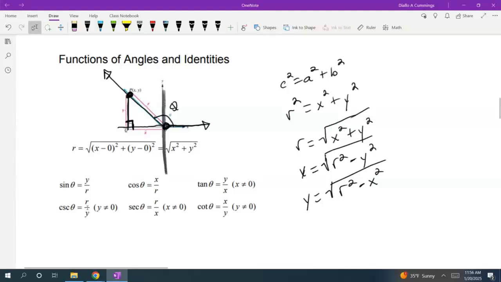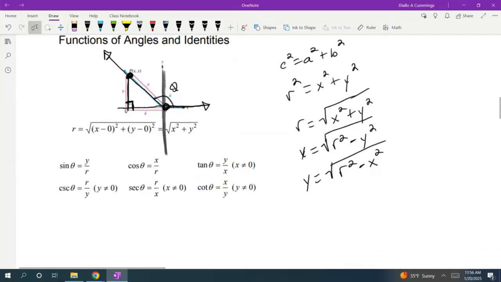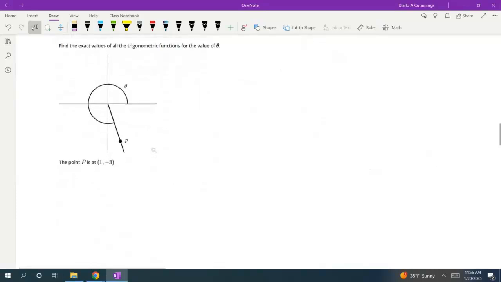The formula for the cosecant is r over y. So notice that the cosecant and the sine are reciprocals. So the sine is y over r, the cosecant is r over y. The reciprocal of cosine is secant. Secant is r over x. The reciprocal of tangent is cotangent, and cotangent is x over y. So we're going to use these things to find trig functions.